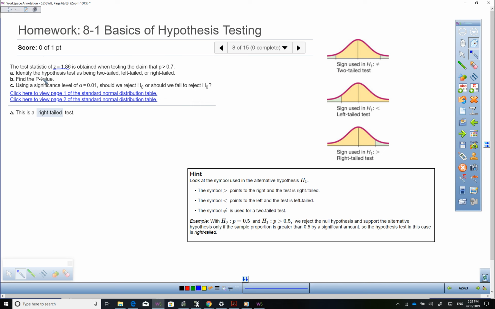The first part says identify the hypothesis test as being two-tail, left tail, or right tail. As you can see here, this mathematical symbol of a greater than corresponds to the alternative hypothesis. Remember, the alternative hypothesis only gets mathematical statements as greater than, less than, or different. Since it is a strictly greater than 0.7 symbol, we use a right tail.